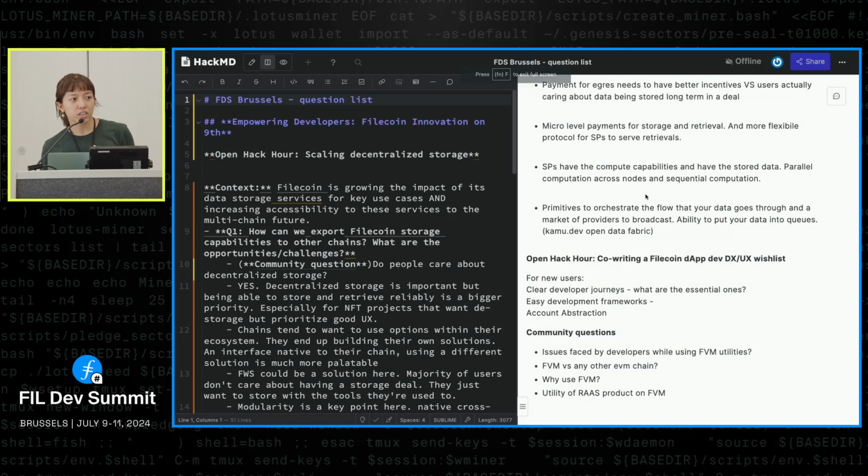Okay. The good news is everyone in this room has built with Filecoin and understands the ins and outs and pains of FVM, which is what we would like to discuss today.